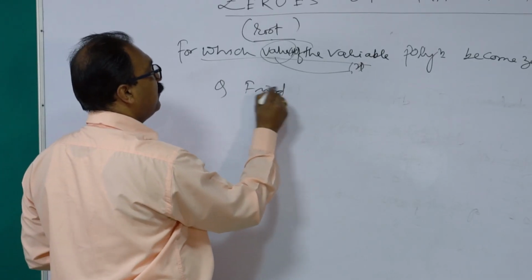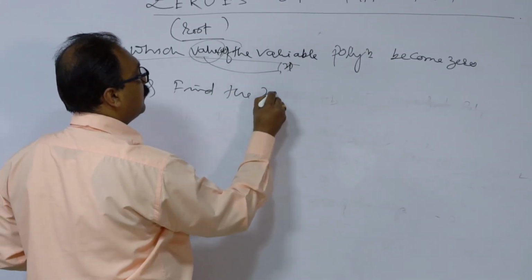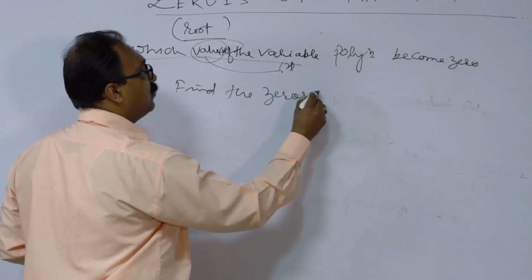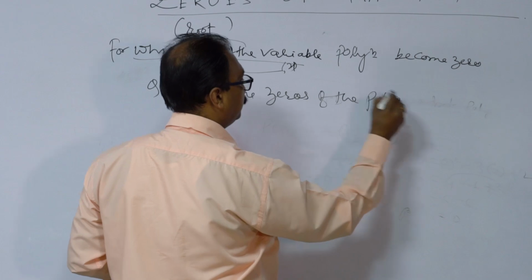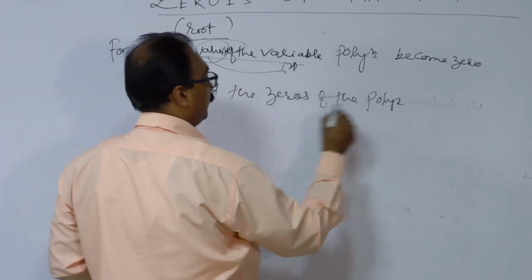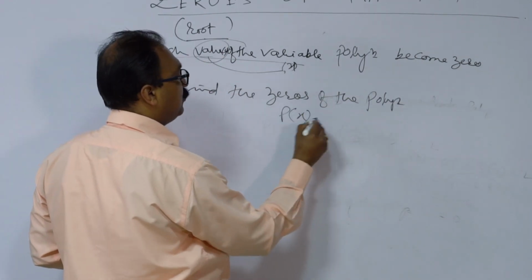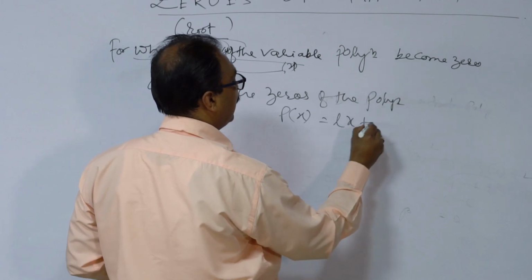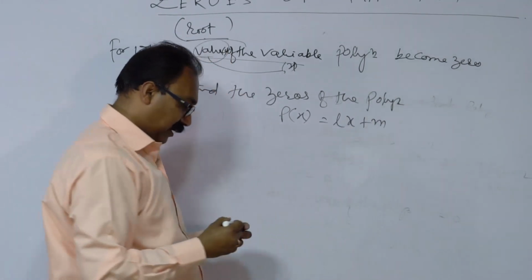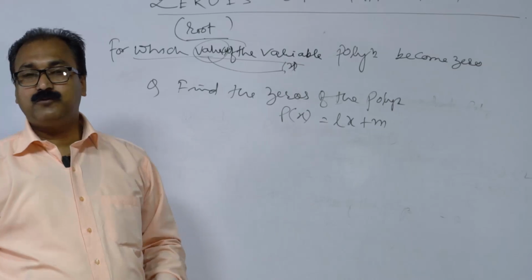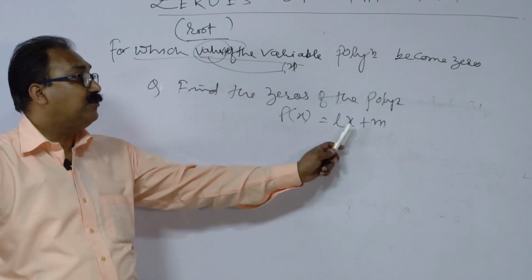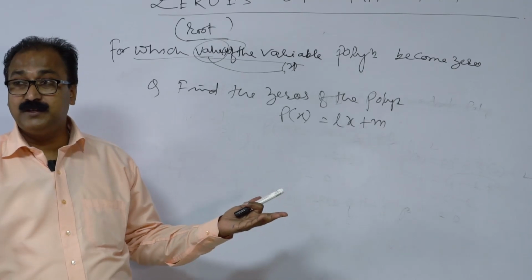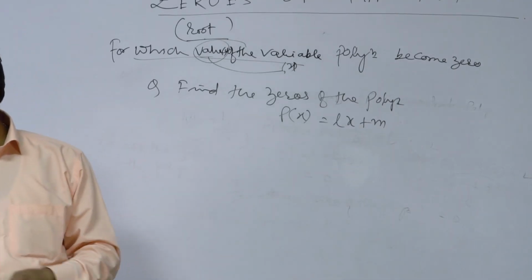Find the zeros of the polynomial p of x equal to lx plus m. They are given like this. How to find the zeros of the polynomial? The question is, what value of x will it become 0? I don't know what value of x. So what we'll do? We have to think like this.